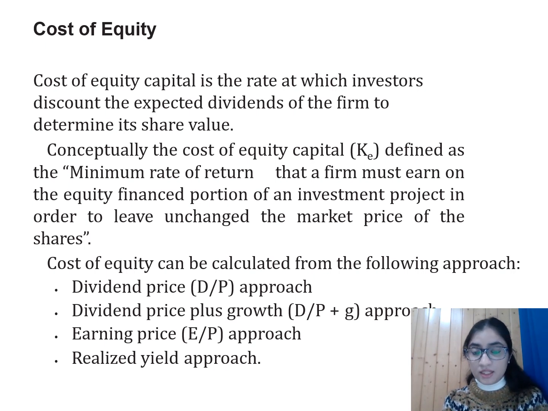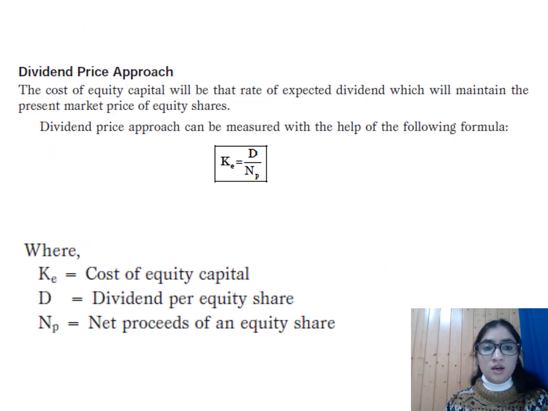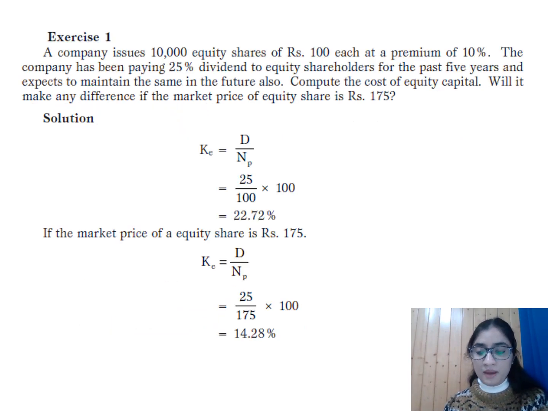Cost of equity capital is represented by KE. It is defined as the minimum rate of return that the firm must earn on the equity financed portion of an investment project in order to leave unchanged the market price of shares. This is one of the models, called the dividend price approach, in which we calculate the expected dividend which will maintain the present market price of the equity shares. This is the most commonly used method.